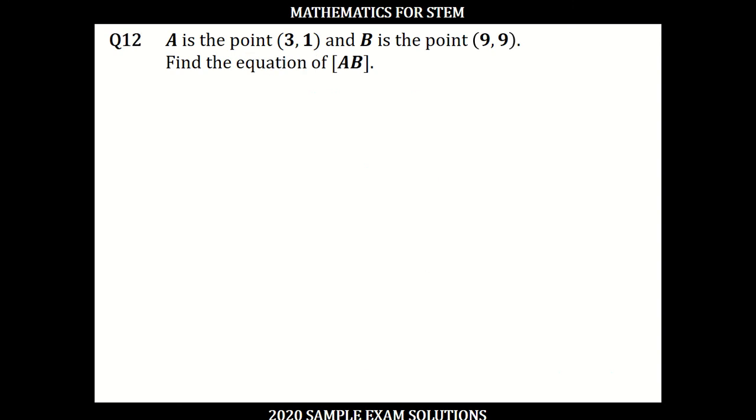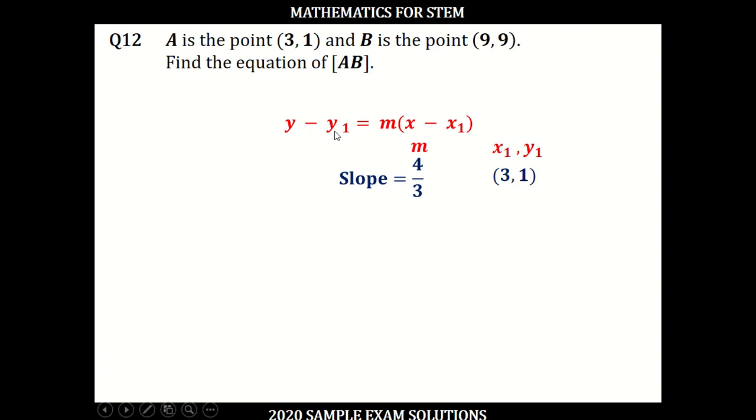Question 12 then, A is the point (3, 1) and B is the point (9, 9). Find the equation of the line AB. Now if you want to find the equation of a line, you need a point and a slope. Now we know we have the point (3, 1) and we've already found the slope of the line AB in question 11, and that worked out as 4 over 3. So the equation of a line is y minus y1 equals m times (x minus x1). We already have the point (3, 1) and we can label that as x1, y1, and in the previous question we had the slope which was 4 over 3. So this means then we're going to have y minus 1 equals 4 over 3 times (x minus 3).